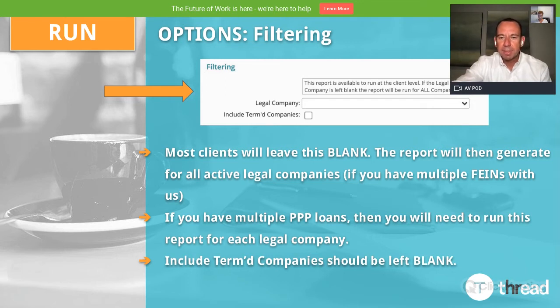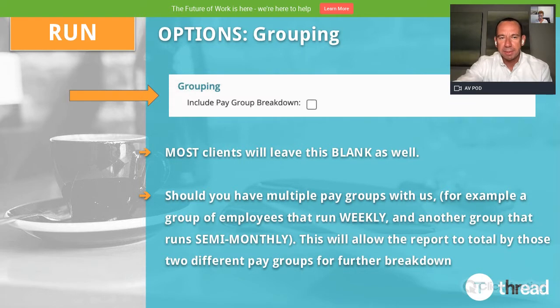The next option our system gives us is groupings. Again, I would just recommend leaving this as the default. What this means is a pay group breakdown. For some of our clients, you may have a group of employees paid on a weekly schedule and another group of employees paid on a semi-monthly schedule. All this does is allow the report to break those two down, so you can see your weekly employees and your semi-monthly employees separately in this report.